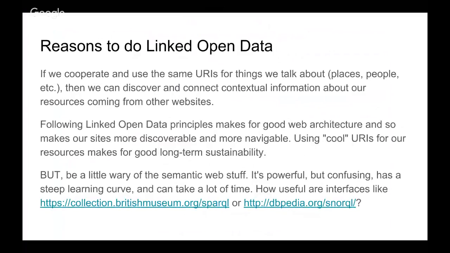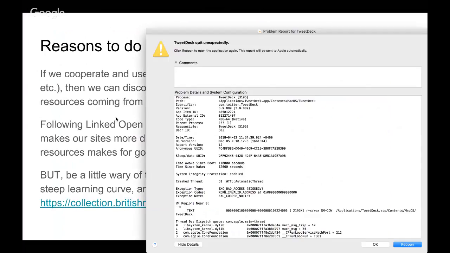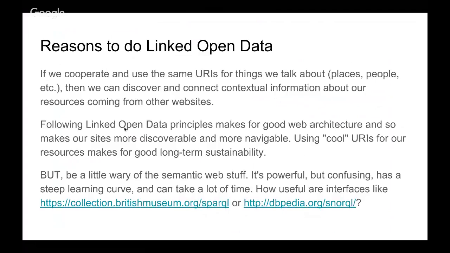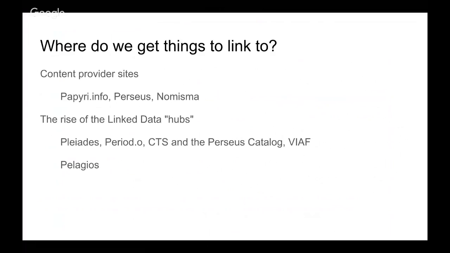So there are good reasons to do linked open data despite all the difficulties. We can actually build a good interconnected cultural heritage web. And doing this stuff actually makes for really good web architecture. It makes your site more discoverable and more easy to get around. But you do need to be a little bit wary about the semantic web stuff, I think. And at that point, I'm going to hand over to Valeria, who's going to talk about examples.